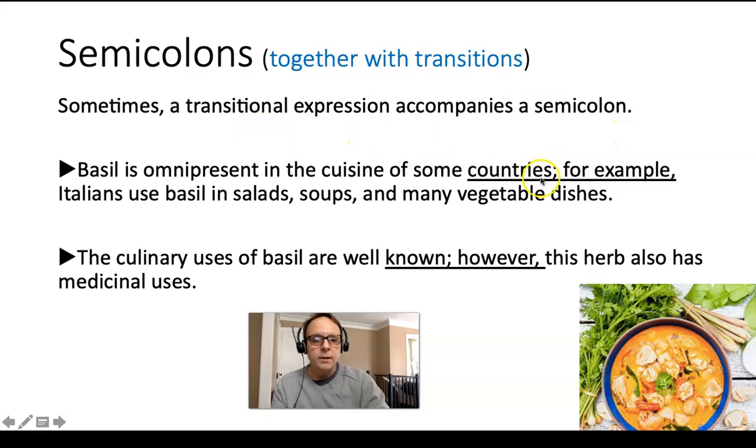Another thing that semicolons can be used for, similarly, is with a transitional expression. So here we have an independent clause: Basil is present in the cuisine of some countries; and then we use a transition, for example, with the semicolon, the transition, and then a comma. So this is another way semicolons can be used to connect two related sentences. Very same thing here. Culinary uses of basil are well known; we have our semicolon, our transitional word, however. Here we used for example, and then a comma. And again, we've connected these two independent clauses.